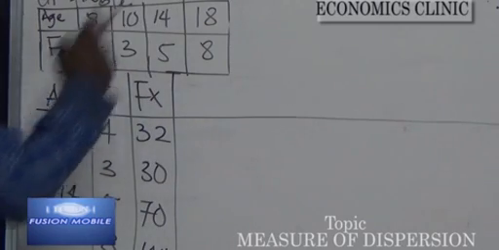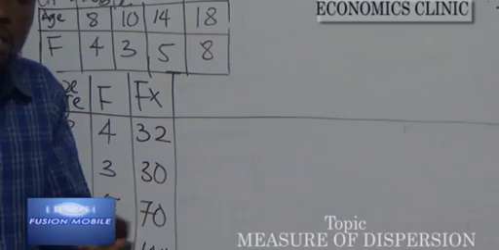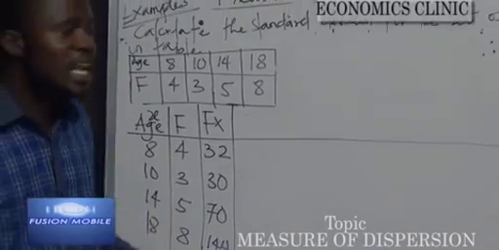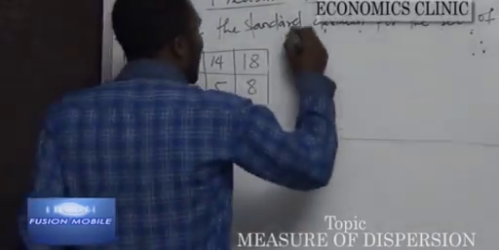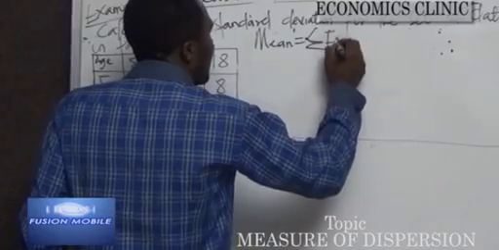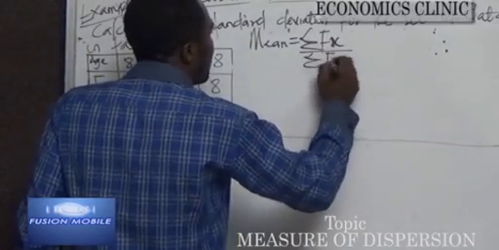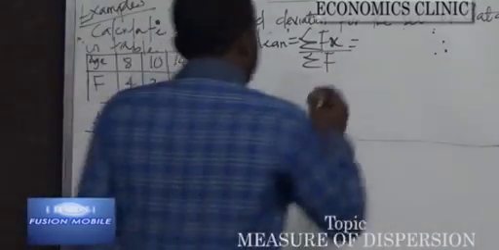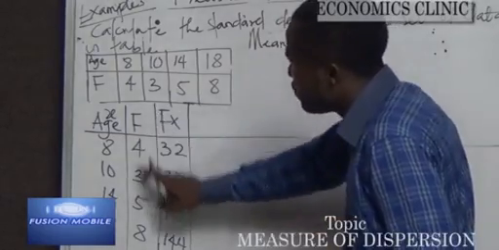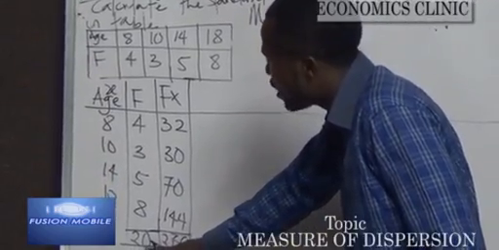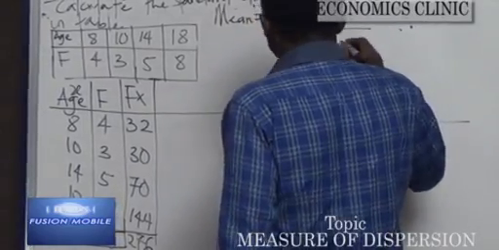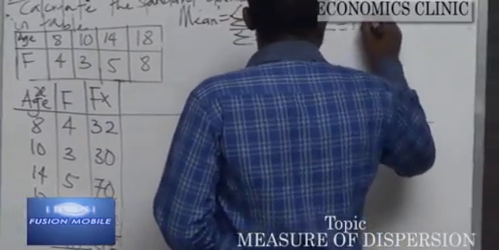Before we solve for standard deviation, we need to solve for mean, deviation, variance, and finally we solve for standard deviation. So to solve for mean here, I know that my mean value is summation fx divided by summation f. The summation fx here is the addition of the values of fx, divided by the addition of all the values we have here in frequency. So we have 276 divided by 20, which will give us 13.8.